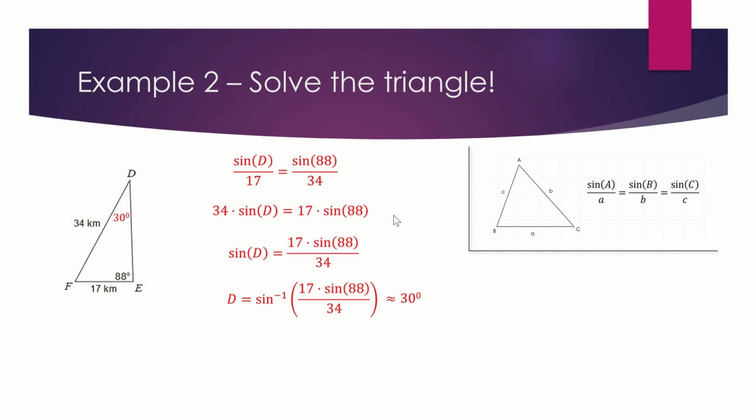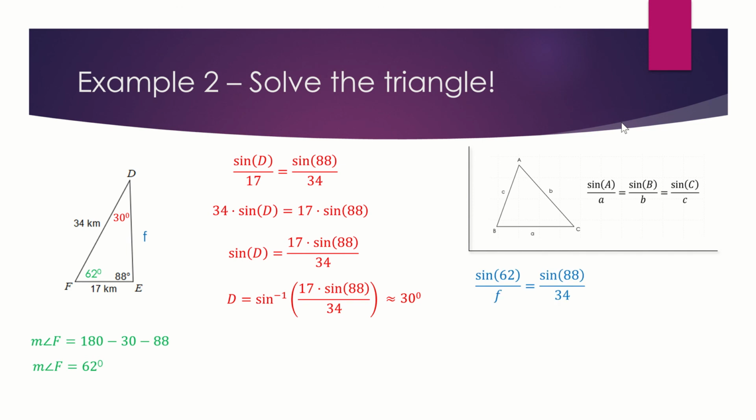Okay, so we know two of the angles, 88 and 30, so that means we can easily figure out what angle F is by doing 180 minus the two angles. So that's going to be 62 degrees. Let's put that in the triangle. And so lastly, what we need to do is figure out what little f is, the side length across from angle F. So let's label it little f, and we're going to apply the law of sines in order to do that.